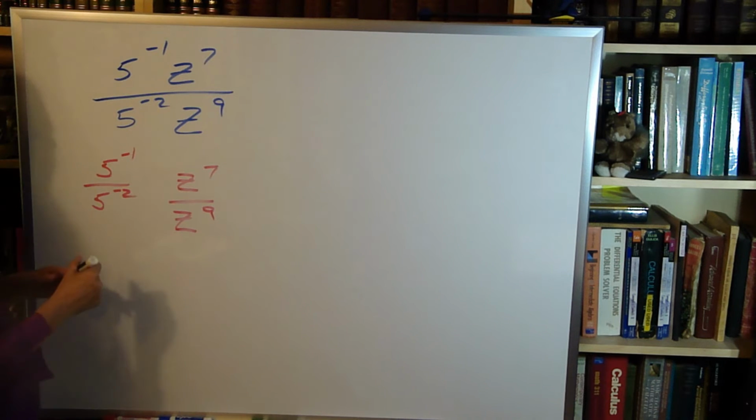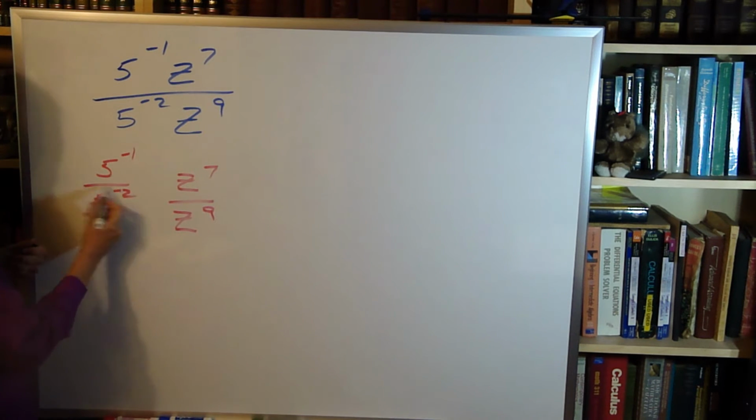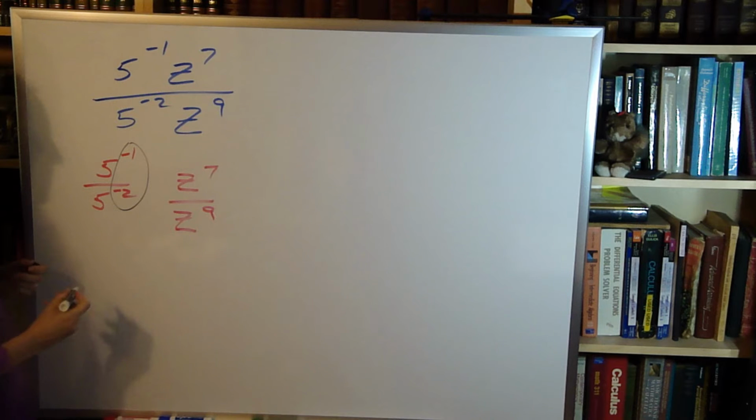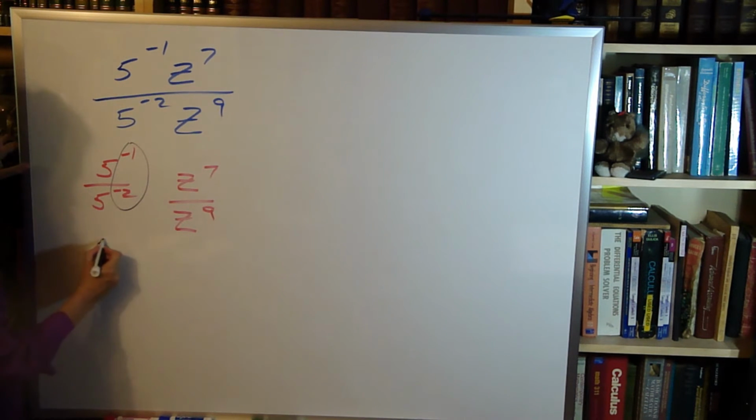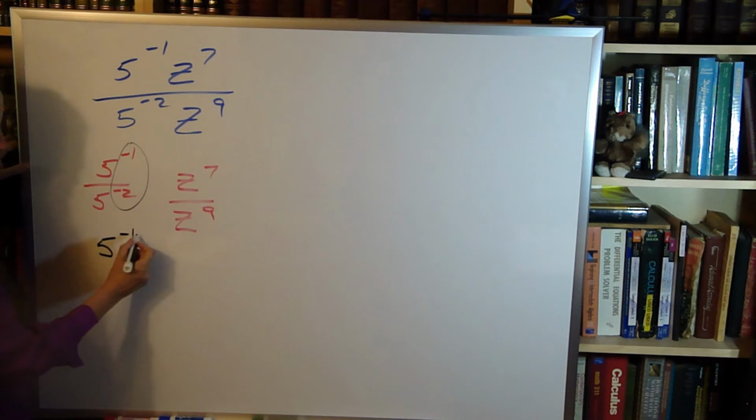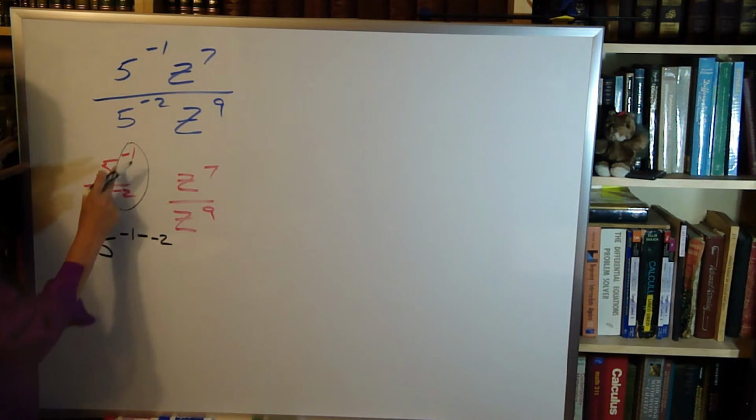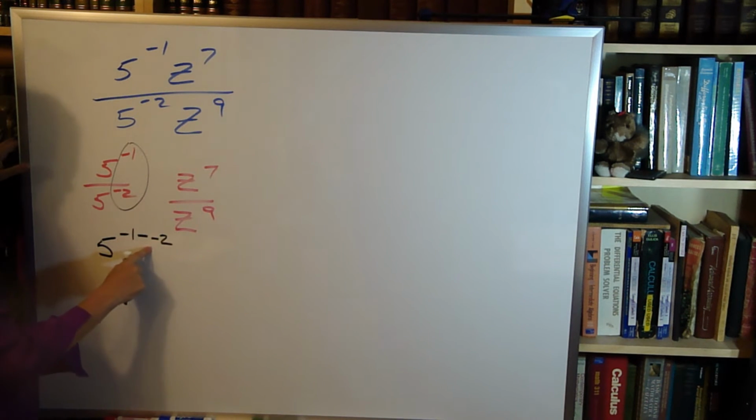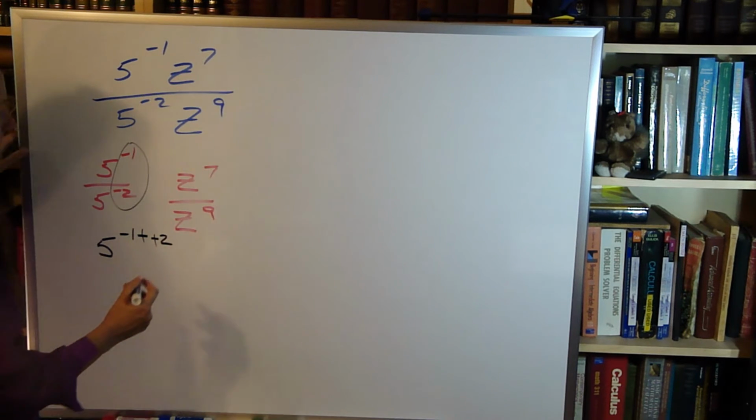Now I'm going to apply my rule for when I have division and exponents involved, and I'm going to subtract the exponents. So this is giving me 5 to the negative 1 minus, because it's division, negative 2. So I have negative 1 minus negative 2. That's a double negative there, so that's going to turn into a plus, a positive. Okay, so pay attention to that.